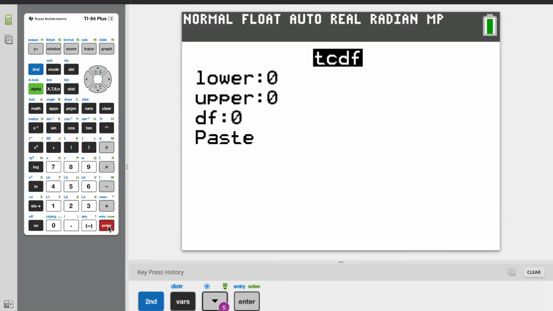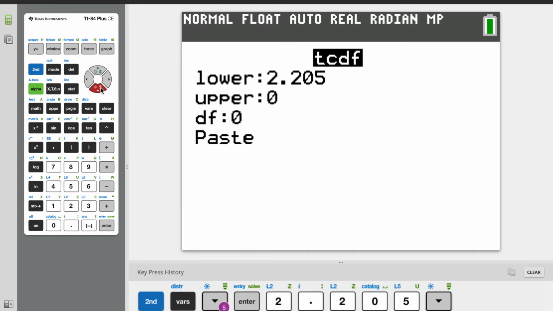So if you click on second vars, you'll see your list of distributions, and then option 6 is tcdf. And so from our example in the previous video, we first looked at a greater than problem where we had 19 degrees of freedom, and the question asked for you to find the probability when t is greater than 2.205.